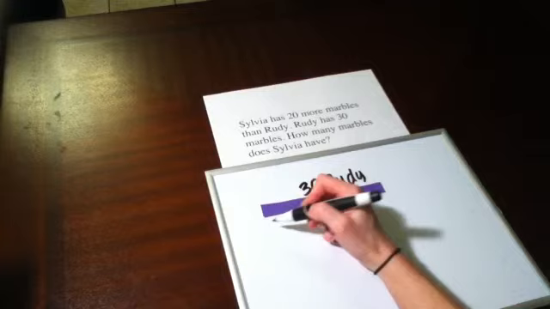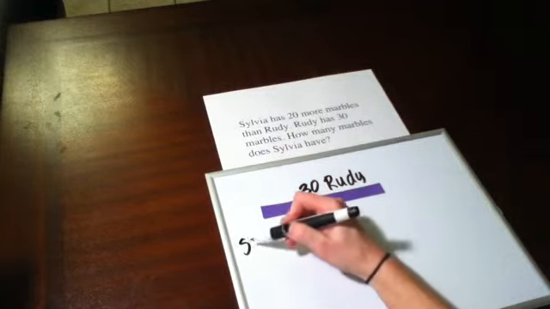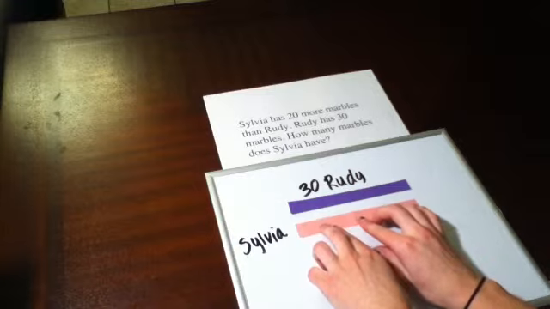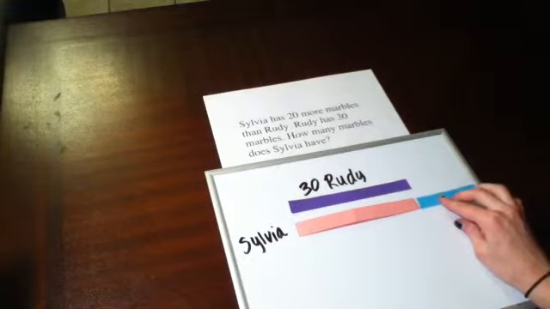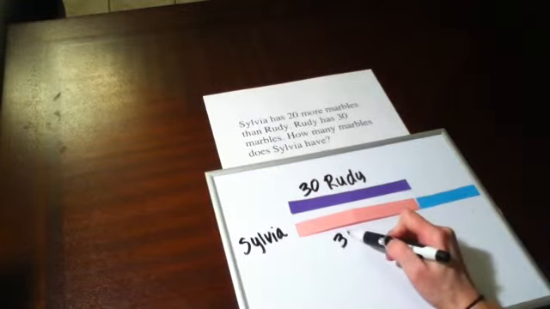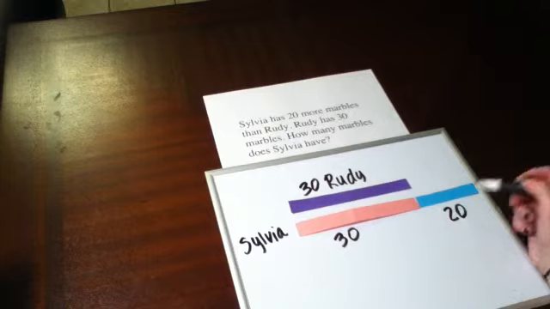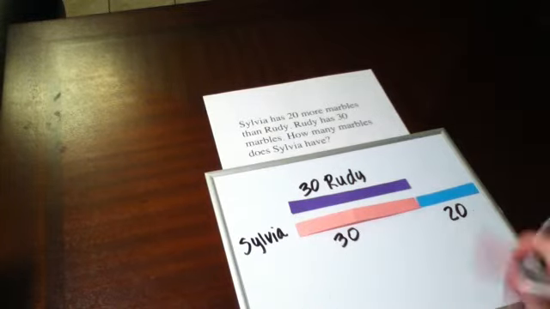Now what we also know is Sylvia, so let's write Sylvia right here. She has 20 more marbles. So if she has 20 more marbles, she will have the exact same amount plus 20 more. So we know that she has the same 30, but she also has 20 more. So this is going to be Sylvia's piece.